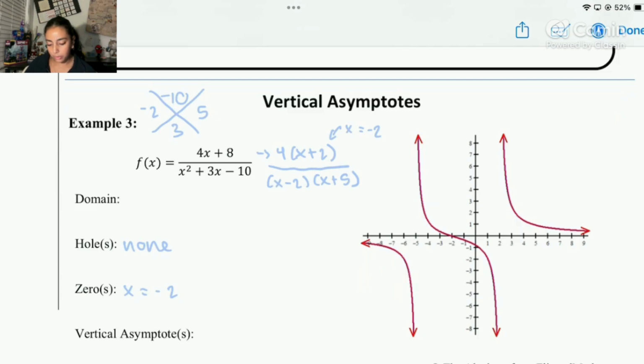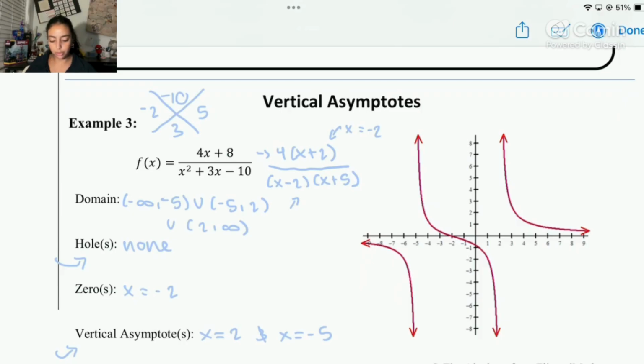And then for vertical asymptotes, to find that, we're just going to see what makes the denominator equal 0. So here we can see that it would be at x equals 2 and x equals -5. And so for our domain, we're just going to make sure not to include the holes, but we don't have any, and then whatever our vertical asymptotes are. So we can do that by doing -infinity to -5, then -5 to 2, and 2 to infinity.